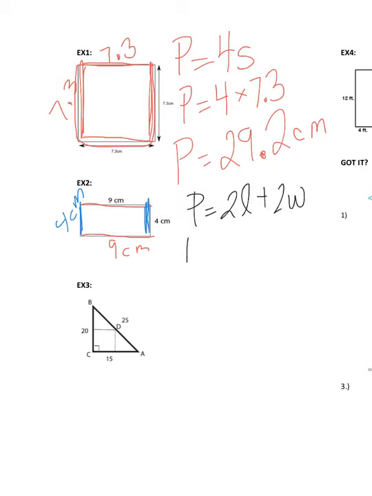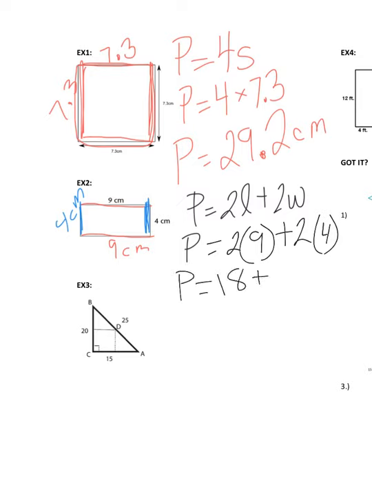So in this case, we know that the length in this case is going to end up being our 9 centimeters. So we can go ahead and go 2 times 9 plus 2 times the width, which is 4. So we know that 2 times 9 is going to give us 18. And then 2 times 4 is 8. So in this final step, we're just going to go ahead and add those 2 values together, and that's going to give us 18 plus 8, and that will make this 26 centimeters.